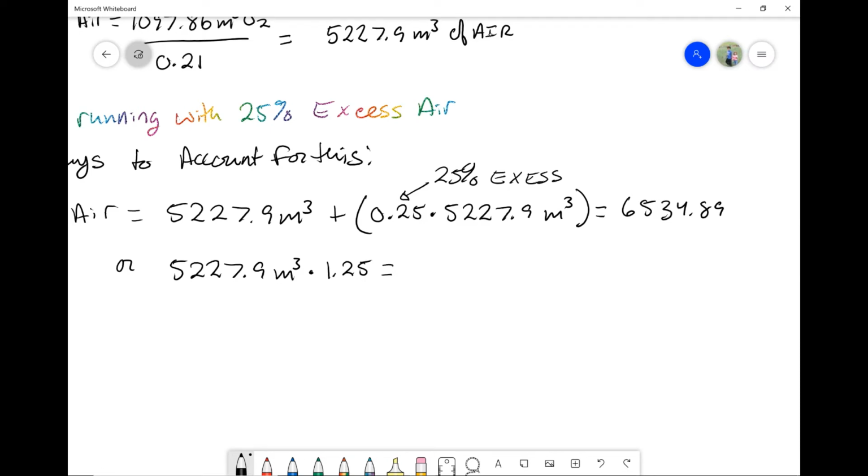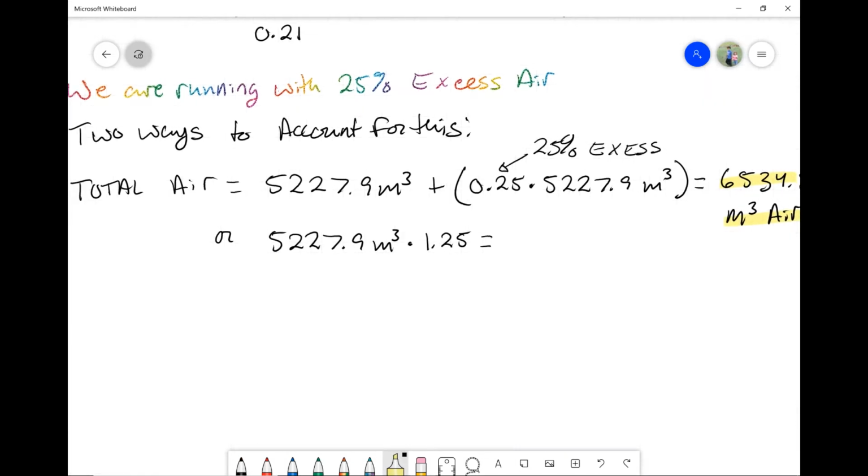And I'm going to write it below because my scale is all off. So cubic meters of air. This is kind of the simpler calculation. It's not that much simpler, but it's a little more. It's just one operator. Times 1.25 is the same, so 6534.8.